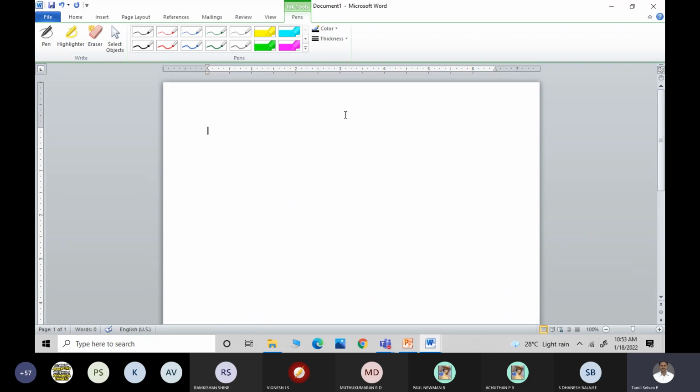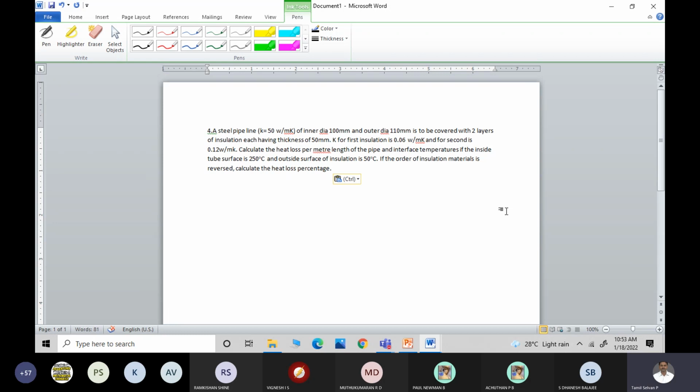Okay, so now a steel pipeline. It has thermal conductivity 50, inner diameter 100, outer diameter 110. It has to be covered with 2 layers of insulation, each having thickness of 50 mm. The K for the first insulation is 0.06 and for the second is 0.12. Calculate the heat loss per meter length of the pipe and the interface temperature if the inside tube surface is 250 degrees and the outside surface of insulation is 50. If the order of insulation is reversed, calculate the heat loss percentage.